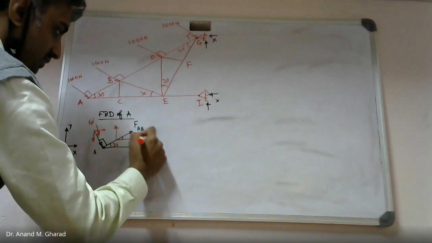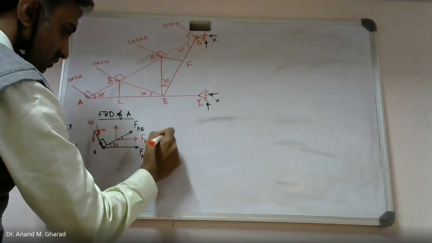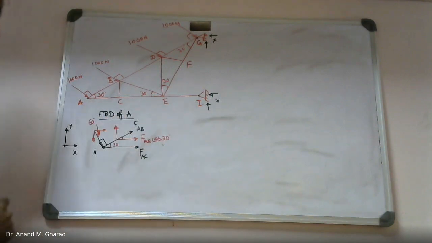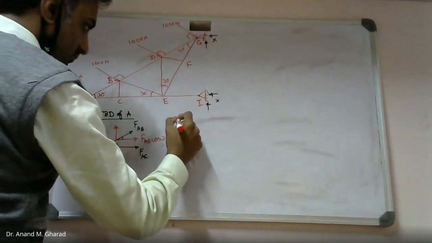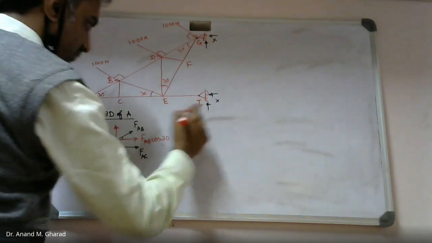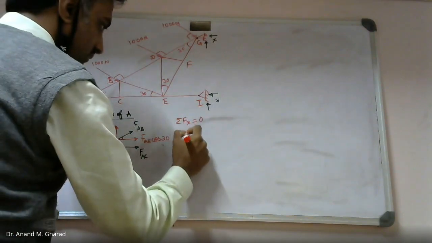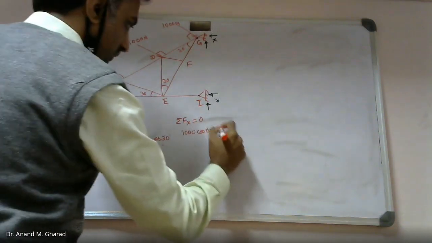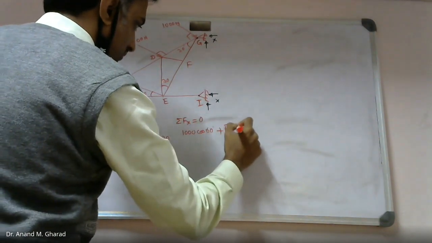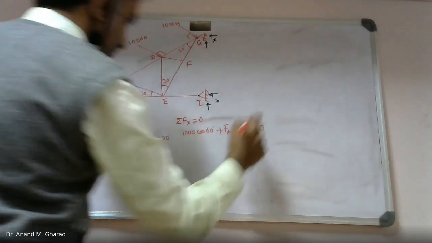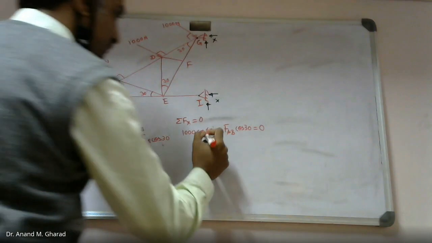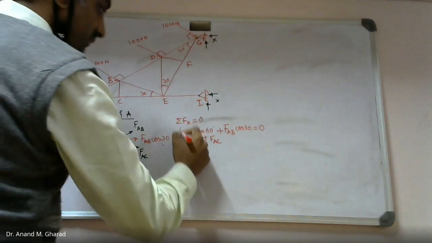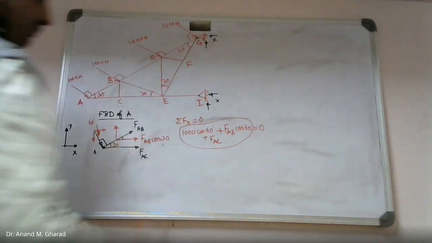Okay. So this is FAB cos 30, and this will be the sine component, right? Now apply Fx equal to 0 equation. What do you observe? 1000 cos 60 plus FAB cos 30 equal to 0. One more force is there, plus F suffix AC. Okay. So this complete equation equal to 0.